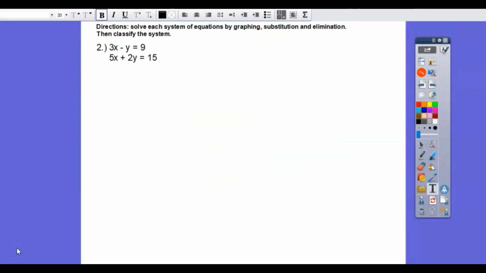Here we have a new set of equations. Okay, this is a new system. We're going to do the same thing. We're going to solve it by graphing, by substitution, and by elimination. So number 2: 3x minus y equals 9, 5x plus 2y equals 15.